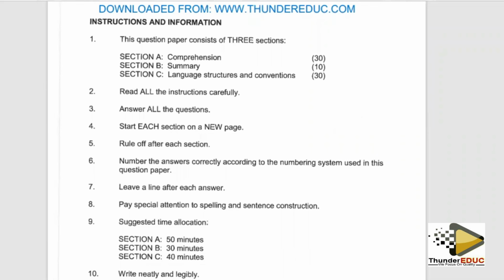Our paper has 3 sections. We have our Section A, which is 30 marks. We have our summary, which is 10 marks. And we finally have our language, which is 30 marks. Read all the instructions carefully inside the question paper as well.